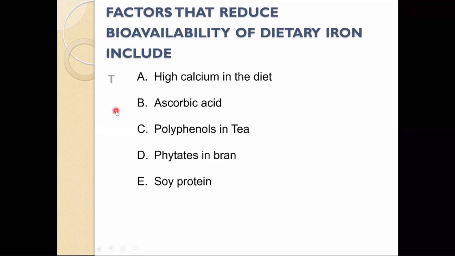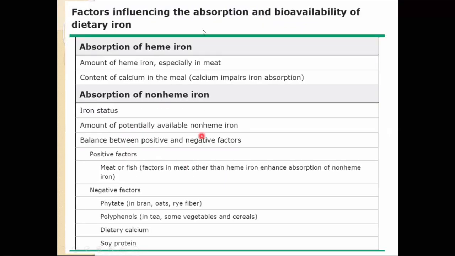Ascorbic acid? Increases it. Polyphenols in tea. Decreases. Yeah, true. Phytates in bran, etc. Decrease. Good. Soy proteins. It also decreases it, right? So this is important for you to know even in therapy, which we will come to later on. So this table summarizes the different factors that affect bioavailability of heme and non-heme iron.